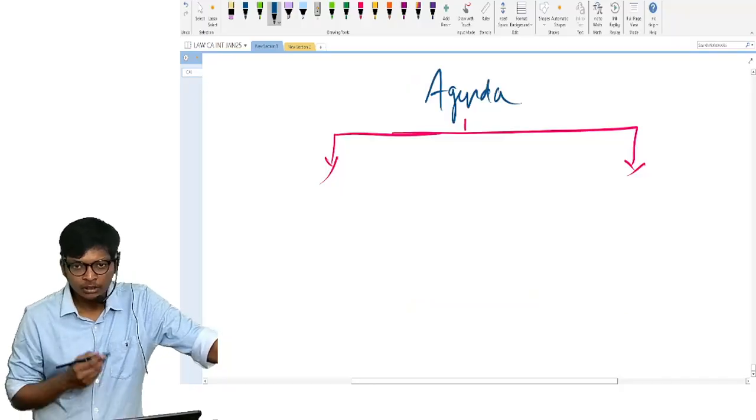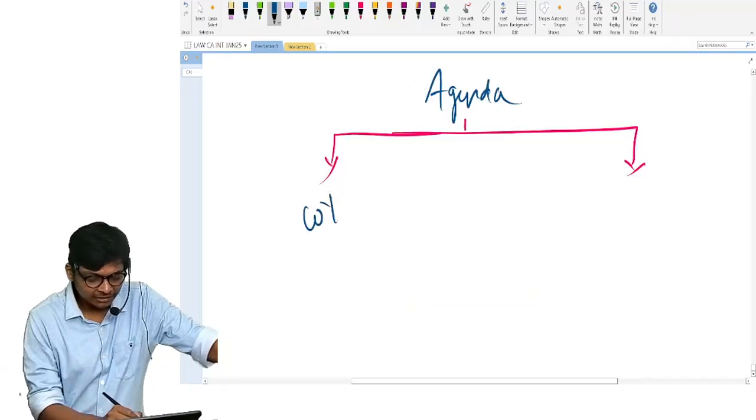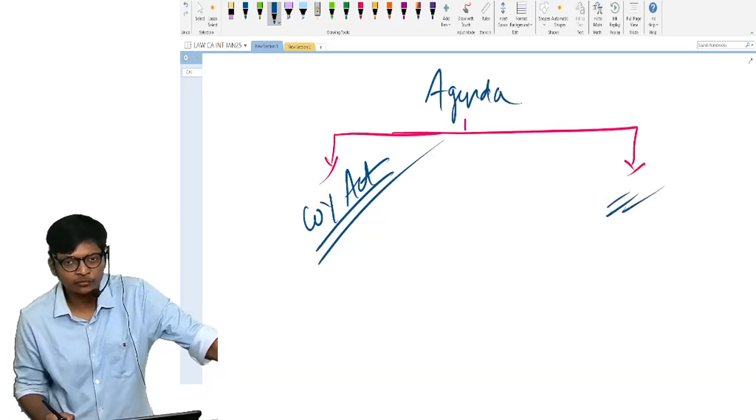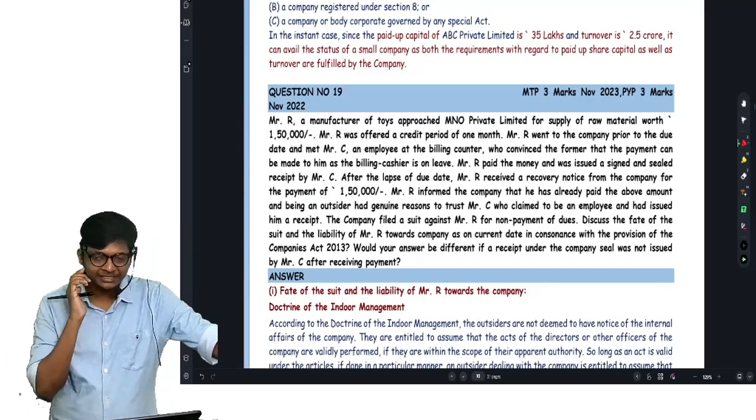We will continue. Like I said, again saying again, agenda. First, let's finish off Companies Act workout, then take some other new chapter like Sale of Goods Act, etc. for workout. That is the agenda for today.